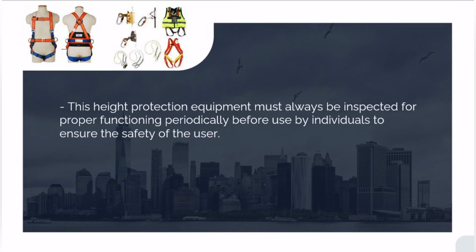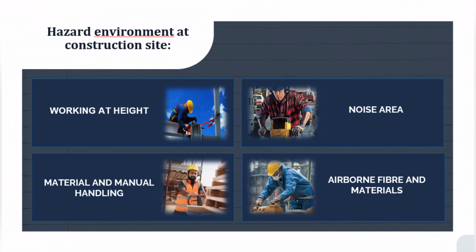This height protection equipment must always be inspected for its function period before use by the individual to ensure the safety of the user. Okay, after that we have the examples of hazard environments at the construction site, such as working at height, material and manual handling, noise area, and airborne fiber and materials. So let's take a closer look.